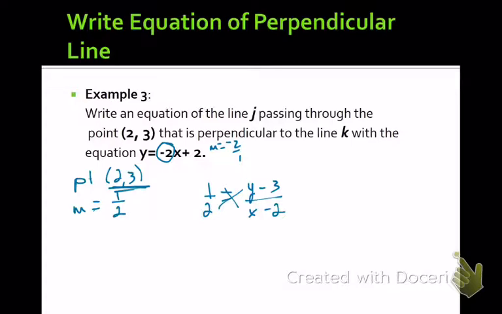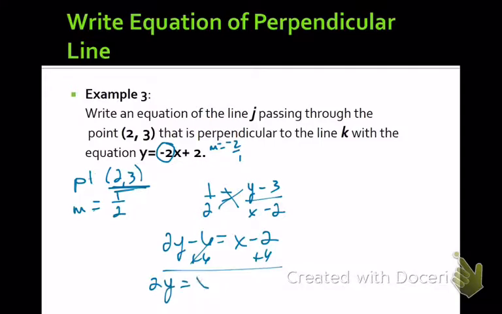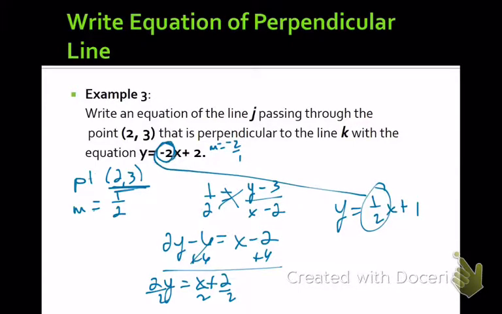Distribute your 2. 2 times y is 2y. 2 times negative 3 is negative 6. x minus 2 times 1 is x minus 2. Then we want to add 6. Then we want to go through and divide by 2. So we get y equals 1/2 x plus 1. And so again, a quick check that our slopes for our two lines do compare the way they need to, and they do. They're opposite reciprocals, so we must at least be on a little bit of the right path.